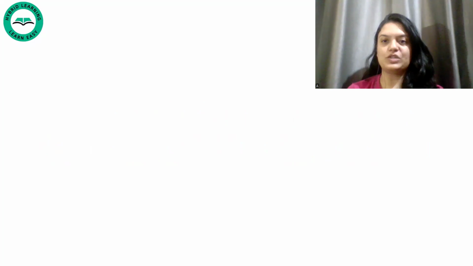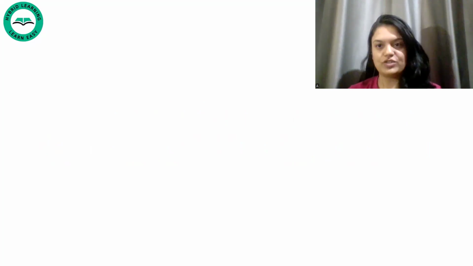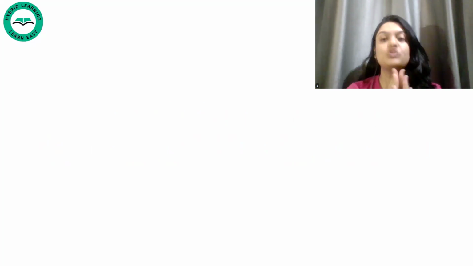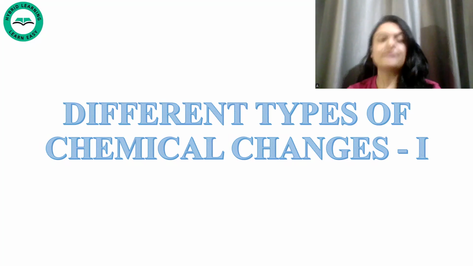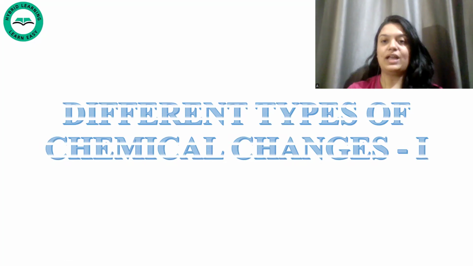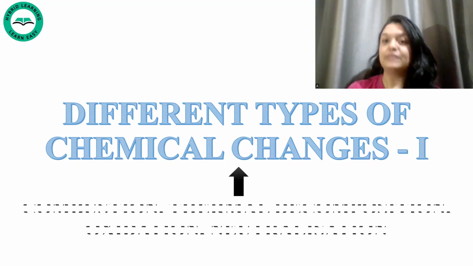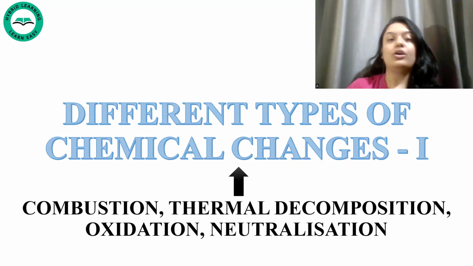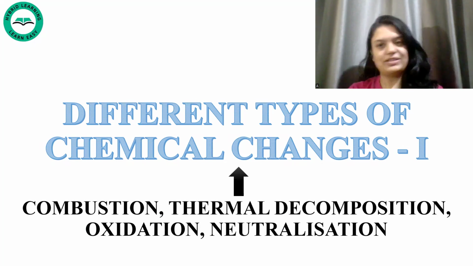So, today we are going to continue the last video, that is physical and chemical changes. In this video, we are totally focusing on four different types of chemical reactions. So, let's get started. The chemical reactions that we will see today are basically known as oxidation reaction, thermal decomposition reaction, combustion reaction, and neutralization reaction.